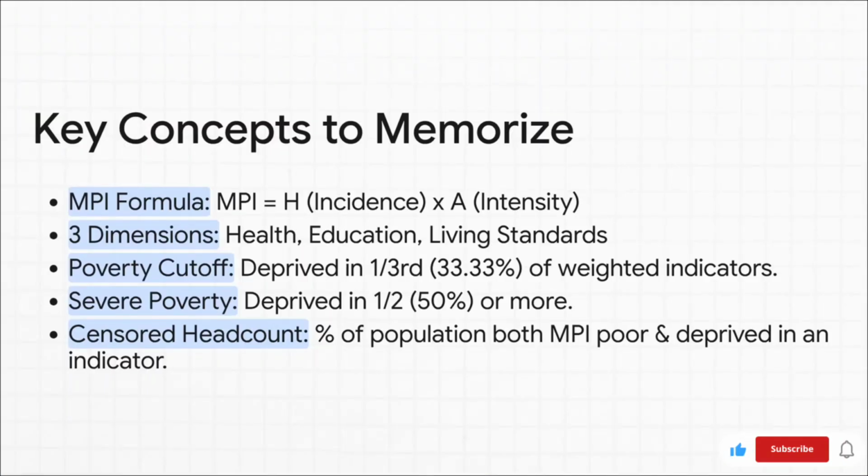First things first, you have to master these core concepts, the MPI formula, H times A. The three dimensions, remember, are mnemonic: help the poor. The poverty cutoff, you're poor if you're deprived in at least 1/3 of the weighted indicators. And remember the term censored headcount. Don't let the name scare you. It's simple. It just means we're looking at the percentage of the entire population who are both poor and deprived in one specific thing, like cooking fuel.